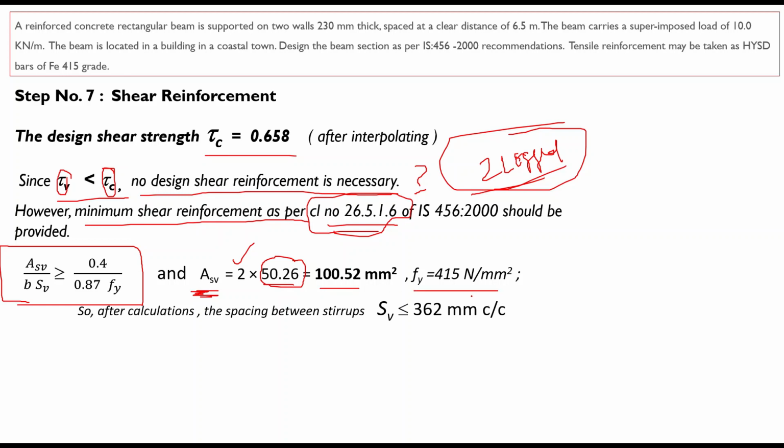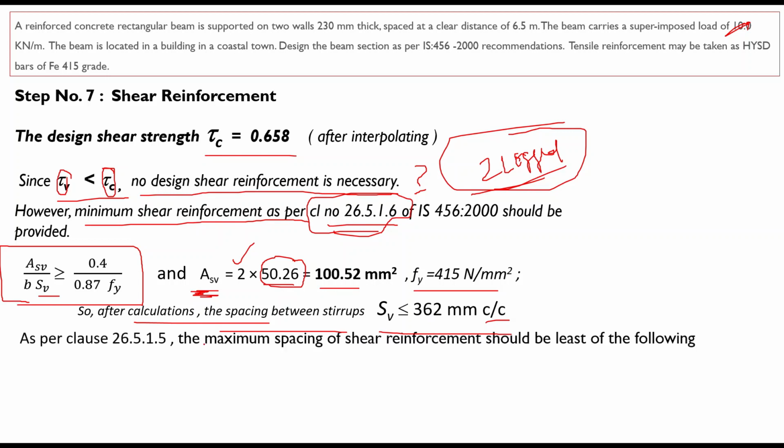fy, you know, is 415 based on the grade of steel which we have decided. After calculation based on this formula, we find that the spacing between the stirrups, sv, should be less than or equal to 362 mm center to center. But the code is also restricting the maximum spacing of shear reinforcement. So this is the code restriction about the maximum spacing.